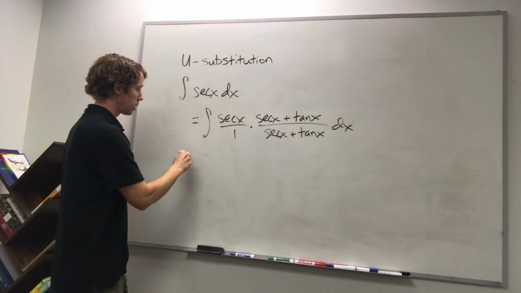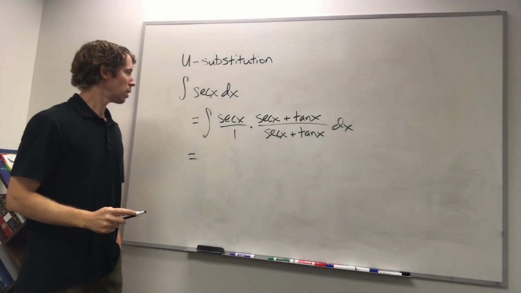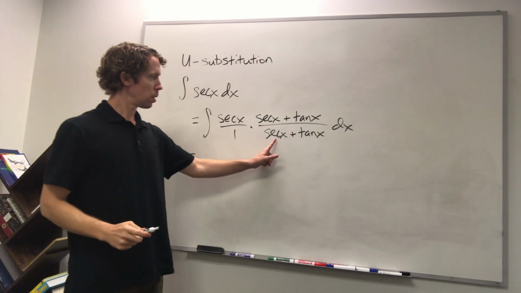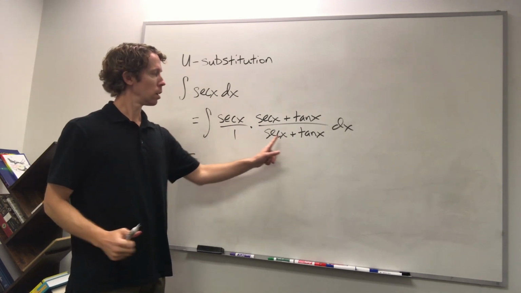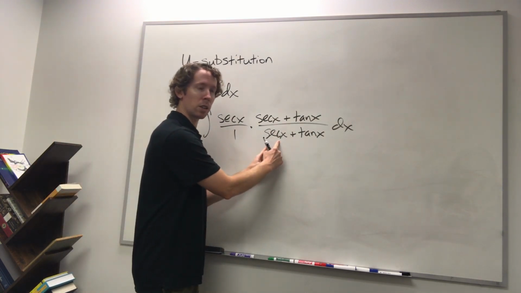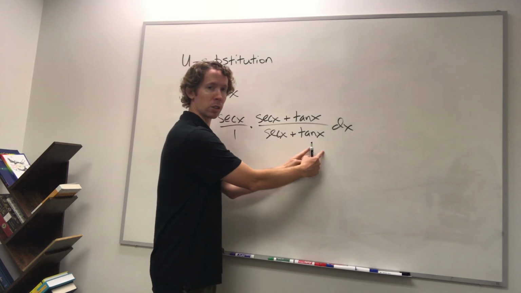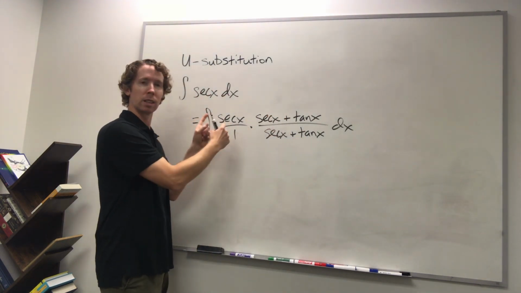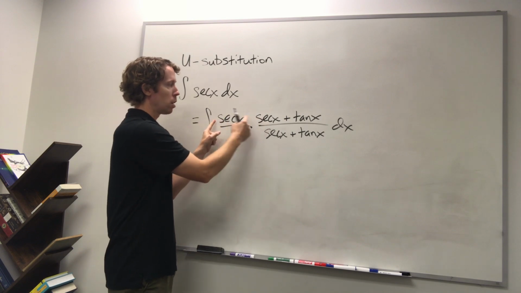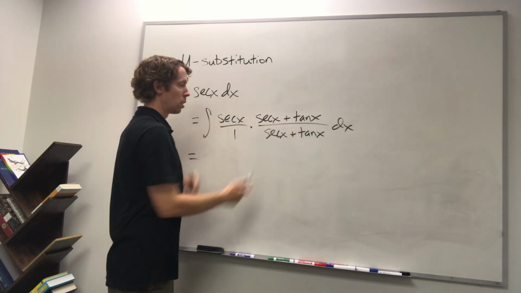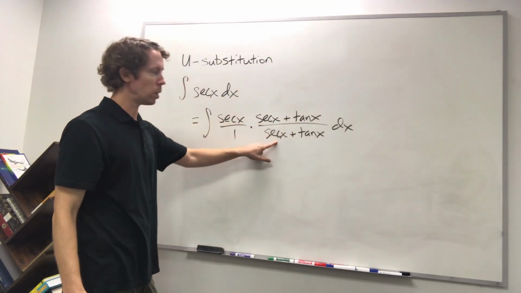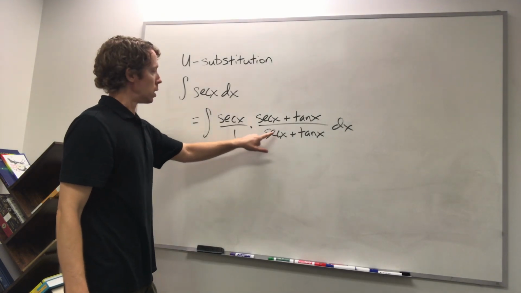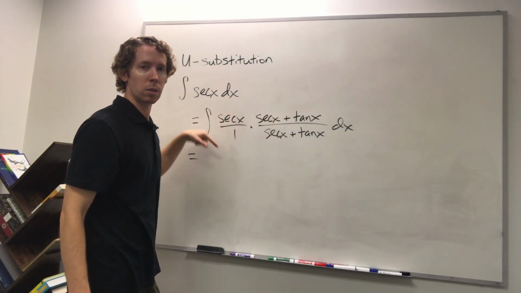When you do this, the value is that the derivative of this bottom part is now secant tangent plus secant squared. And when you multiply out the numerator, you get that exact thing. You get secant squared plus secant tangent. So we'll be able to let u equal the stuff in the bottom, and du will handle the numerator. We'll get the answer.